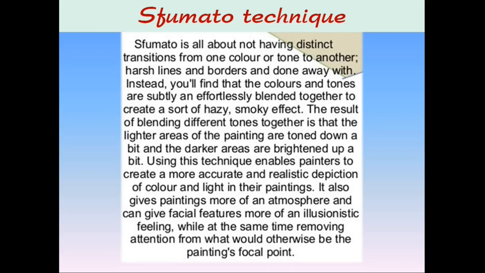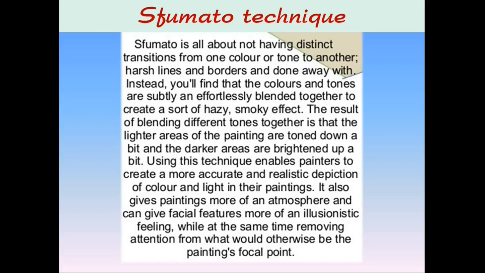Leonardo used the sfumato technique heavily in his paintings, so let's find out what it means. Sfumato is all about not having distinct transitions from one color or tone to another. Instead of harsh lines and borders, colors and tones are subtly and effortlessly blended together to create a sort of hazy and smoky effect. The result of blending different tones together is that the lighter areas of paintings are toned down a bit and the darker areas are brightened up a bit.